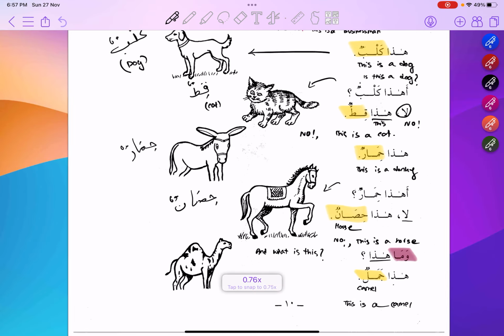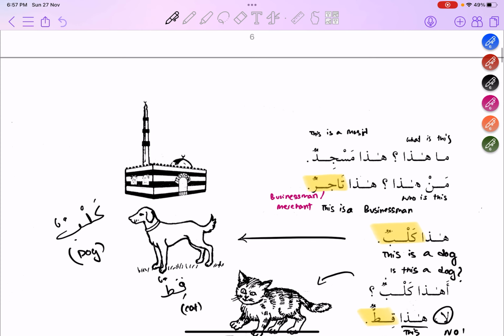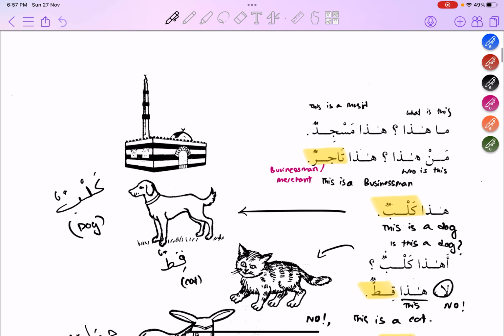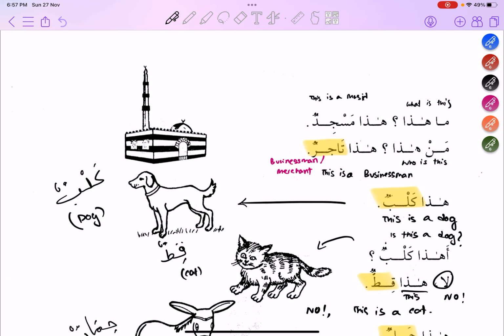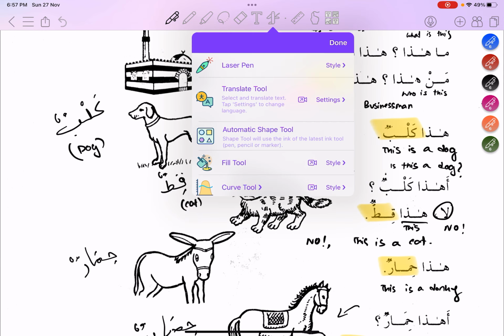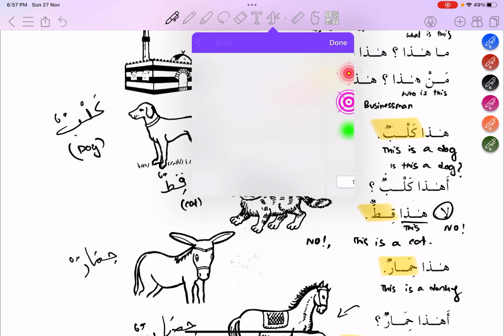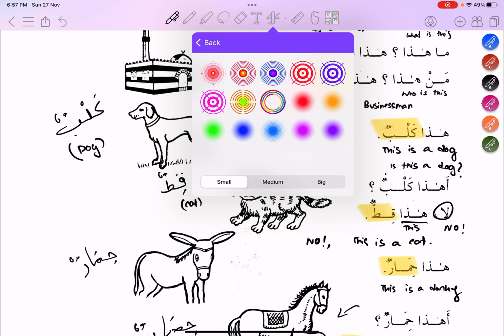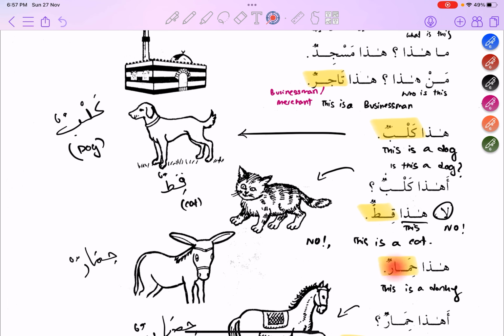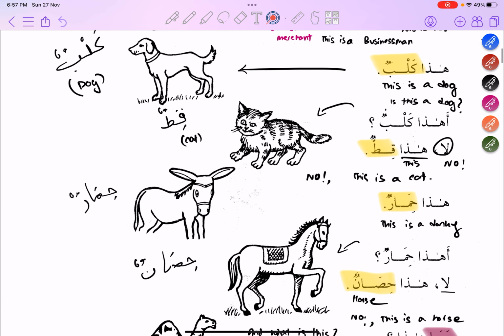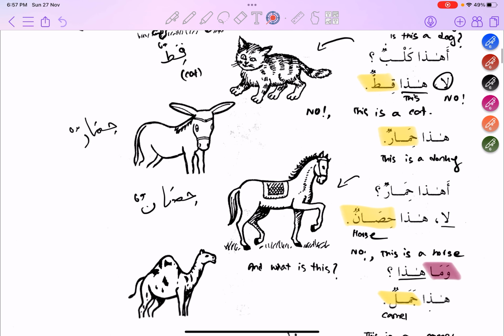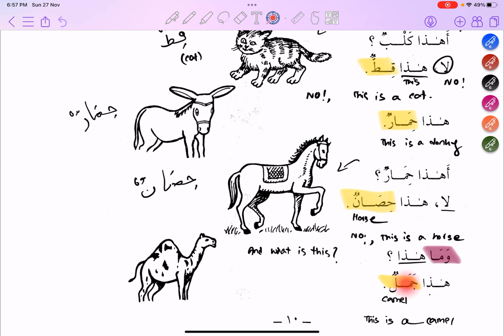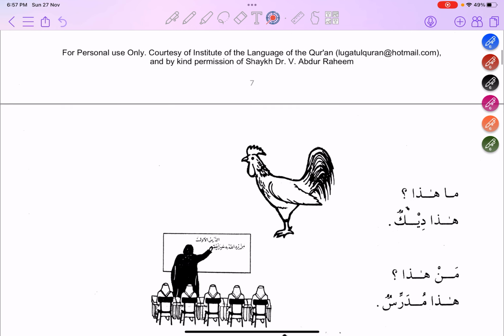Lots of new words over here actually. So the first one is tajirun, businessman. Kelbun means dog. Qittun means cat. Himarun means donkey. Hisanun means horse. And Jamalun means a camel. طيب.